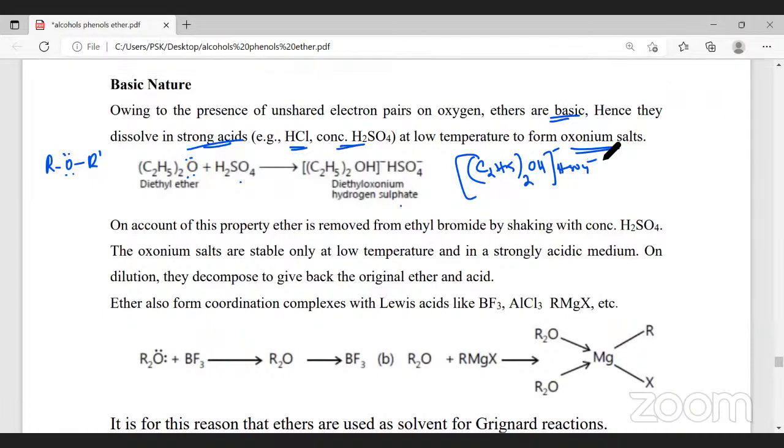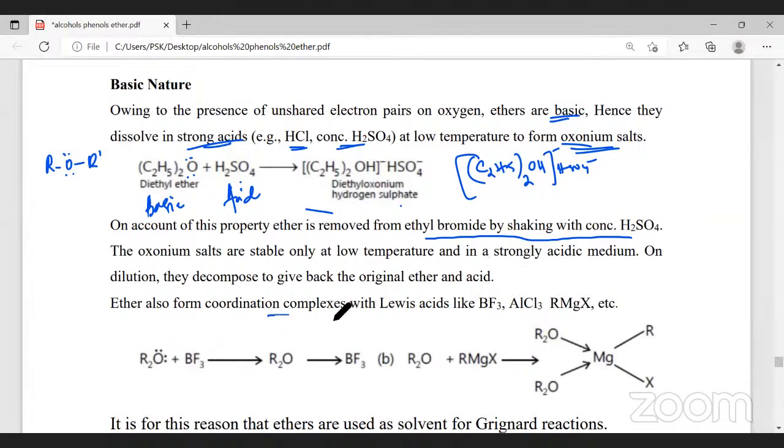So this clearly proves that ether is basic in nature, because we know that H2SO4 is a very well-known acid. So a salt is formed, which means the nature of ether should be basic, because acid and base give you salt. On account of this property, ether is removed from ethyl bromide by shaking it with concentrated sulfuric acid. Oxonium salts are formed only at low temperature and in strong acidic medium. On dilution, they decompose to give back the original ether and acid.